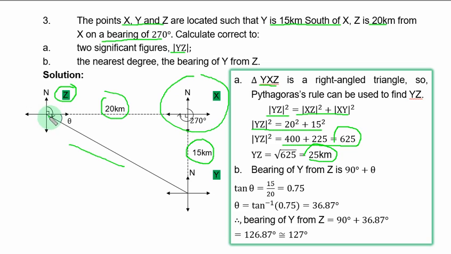This is the point you have here. So we are interested in the whole of this angle. Already the first quadrant there is 90, so you just need theta. When you add both, you get the bearing of Y from Z. So the bearing of Y from Z is 90 degrees plus theta.